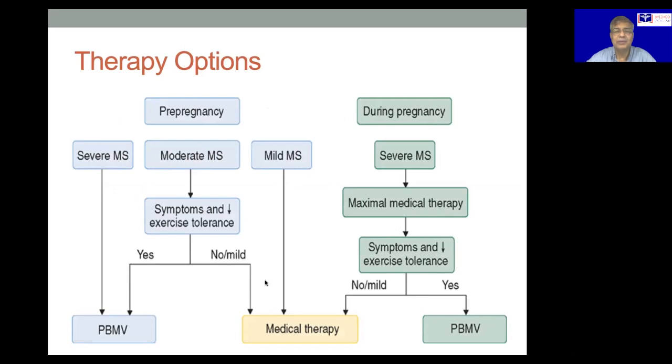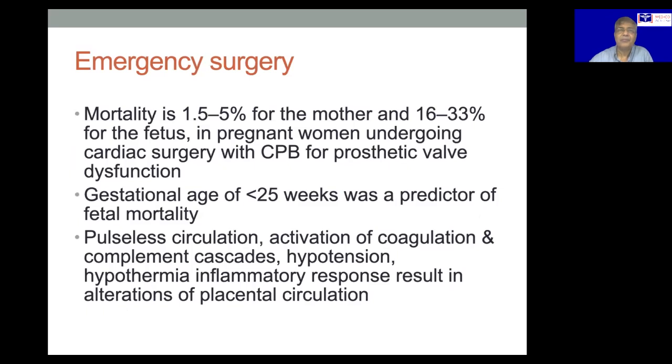Pre-pregnancy, if the patient wants pregnancy, you can ask the patient to undergo a percutaneous balloon mitral valvotomy, or the patient must be put on ideal medical therapy so that the patient is asymptomatic, in case the disease is mild in nature. During pregnancy, the patient will have to be shifted to maximum medical therapy, and in case the patient still remains symptomatic, then in the second trimester, or maybe the end of the second trimester, the patient can be taken up for balloon mitral valvotomy. In case such a patient comes for emergency surgery, mortality is said to be 1.5 to 5% for the mother and 16 to 33% for the fetus.